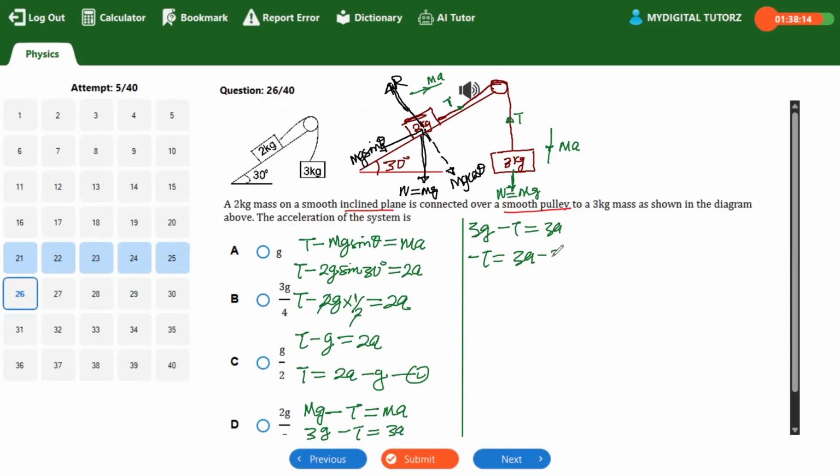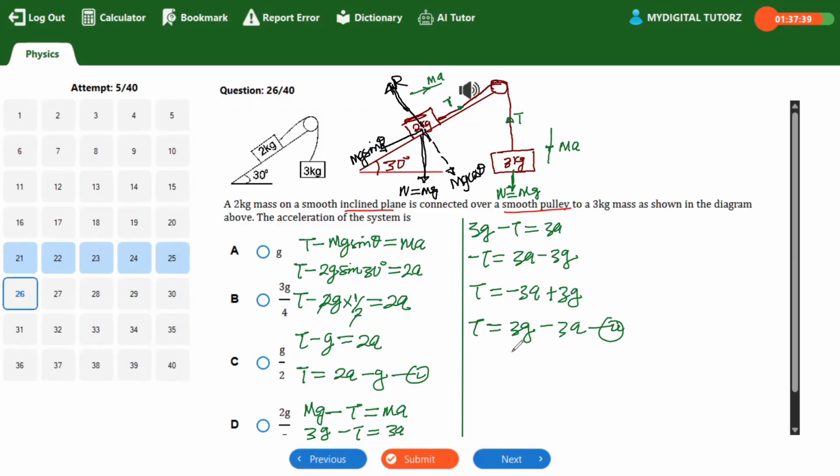3a minus 3g. Then to remove the negative on t, we multiply everything by negative. Negative t multiplied by negative gives us positive t. Negative times 3a gives us negative 3a, and negative times negative 3g gives us positive 3g. Then just rearrange it: t equals 3g minus 3a. So this is equation 2.